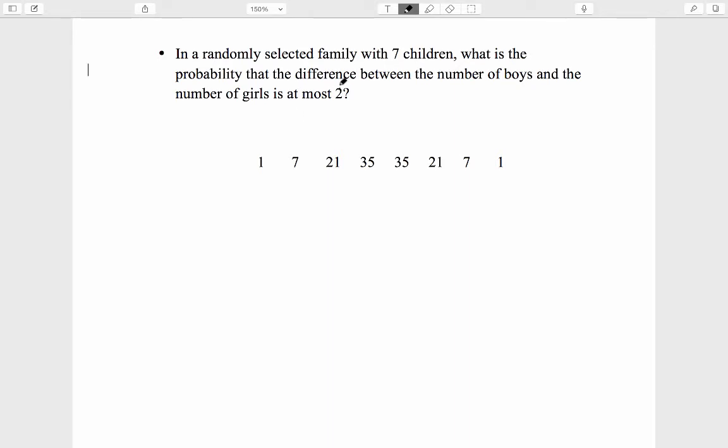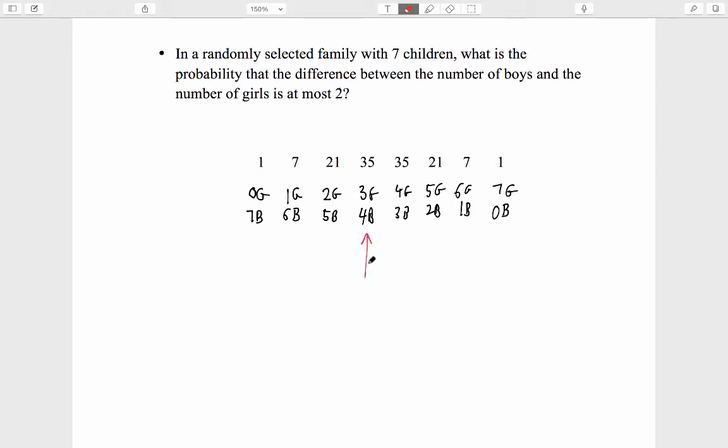The event we need to understand here requires a little bit more thought than some of the other events we've looked at. Just to fix a convention, let's say that this 1 is counting the number of outcomes with no girls and 7 boys. This 7 is counting the number of outcomes with 1 girl and 6 boys, and so on. 2 girls, 3 girls, 4 girls, 5 girls, 6 girls, 7 girls, which means with 2 girls there must be 5 boys, with 3 girls 4 boys, with 4 girls 3 boys, with 5 girls 2 boys, with 6 girls 1 boy, and with 7 girls 0 boys.